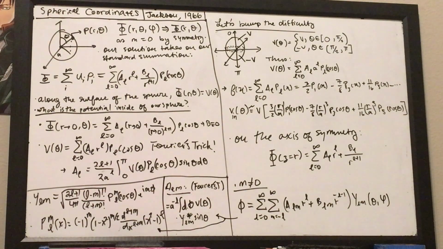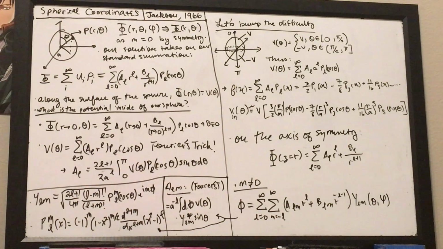We apply our boundary condition on the surface of the sphere itself. So we set the remaining portion of our sum equal to the potential V of theta, and then we apply Fourier's trick. And once again, with Fourier's trick, you take those orthogonal functions, the Legendre polynomials, you integrate on both sides, and then you can isolate A at that point.